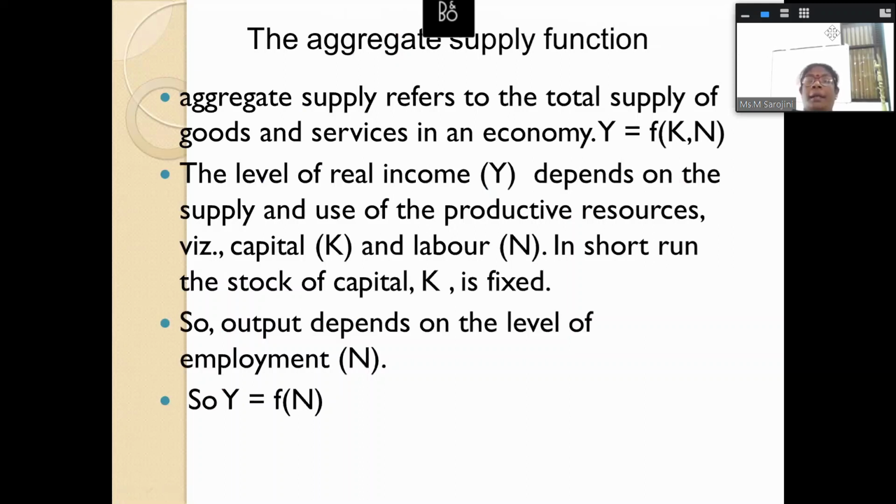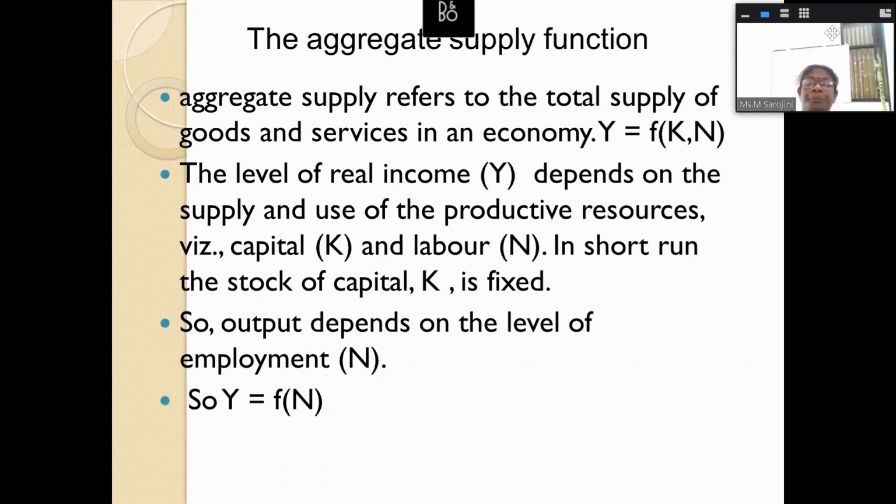Here, the aggregate supply function is the total supply of goods and services in an economy. That means, Y is equal to f(K, N). K means capital here, and N means number of labor. Also, the level of income, real income, that is Y, or the output of the economy, depends on the supply and use of the productive resources. That is, the productive resources are the capital as well as the labor. Right? Once the labor increases, the output will increase, right? Also, if the amount of capital increases, that also causes the output to increase.